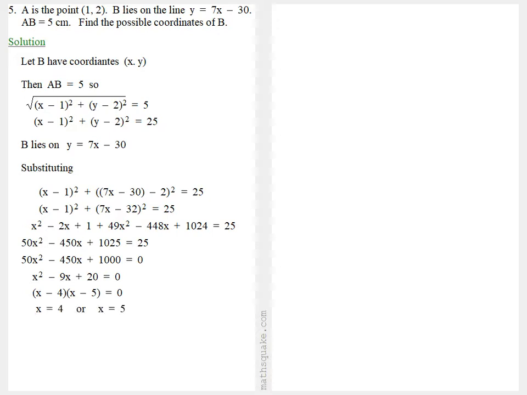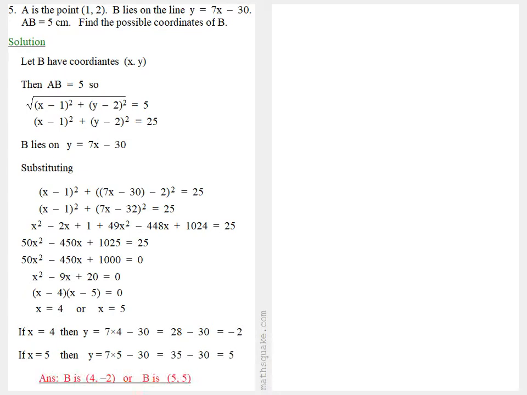Now, if x equals 4, then y is equal to 7 times 4 minus 30, which is 28 minus 30, or minus 2. If x equals 5, then y equals 7 times 5 minus 30, which is 35 minus 30, or 5. So we have B is either the point (4, minus 2), or the point (5, 5).